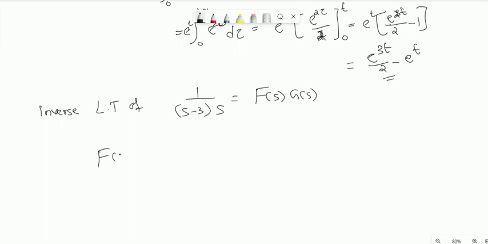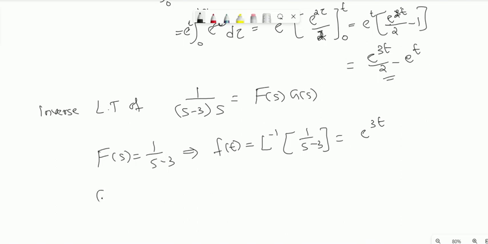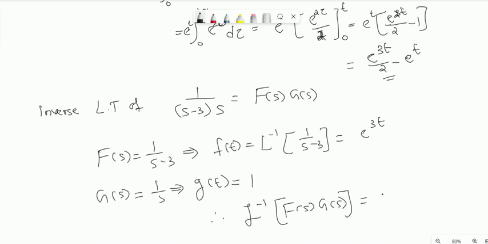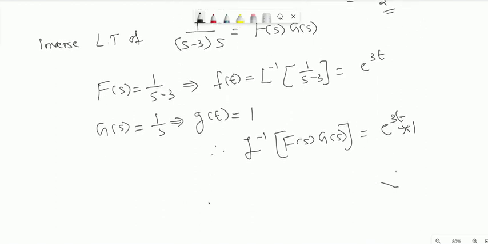So f of s equal to 1 by s minus 3 implies f of t equal to L inverse of f of s, L inverse of 1 by s minus 3, which is equal to e power 3t. Whereas g of s equal to 1 by s implies g of t is 1. Therefore, L inverse of f of s into g of s equal to e power 3t star 1. You can see this is a commutative operation. So 1 star e power 3t and e power 3t star 1 both are equal. You can do it in any order. Okay. Anyway, this formula we are getting from the convolution theorem.